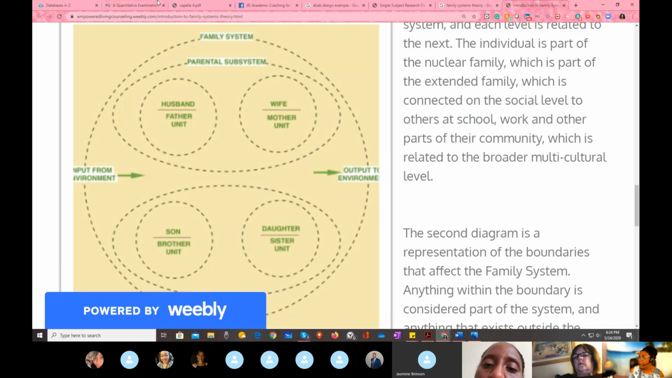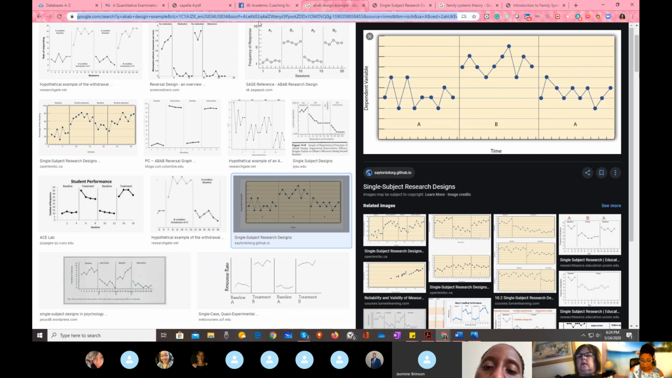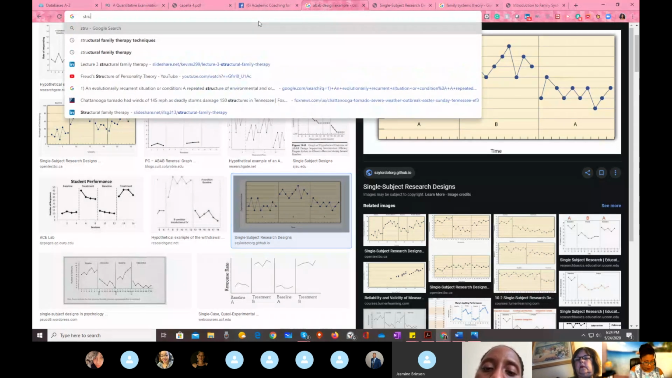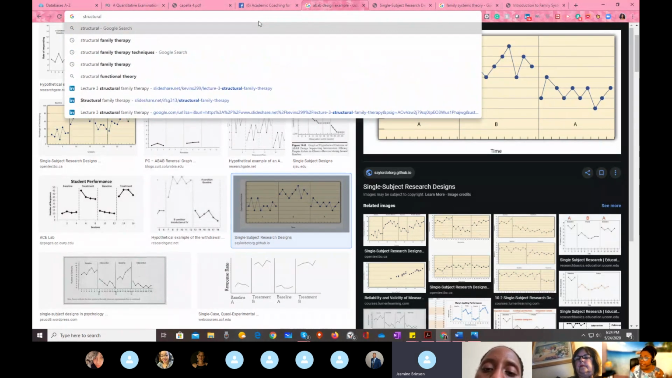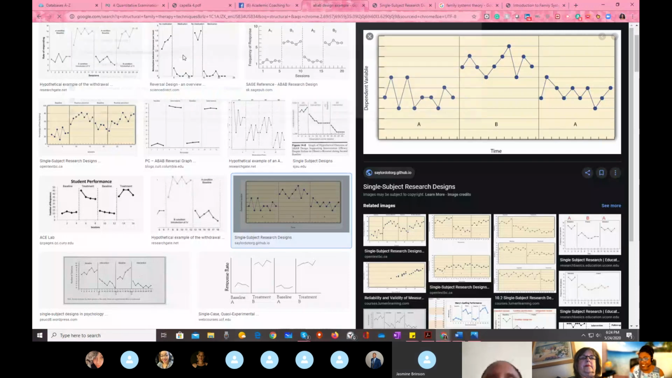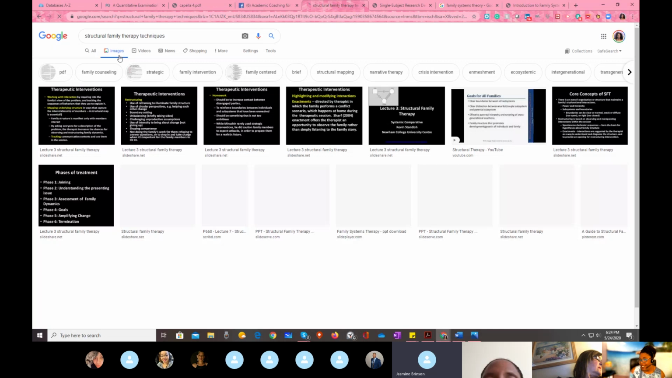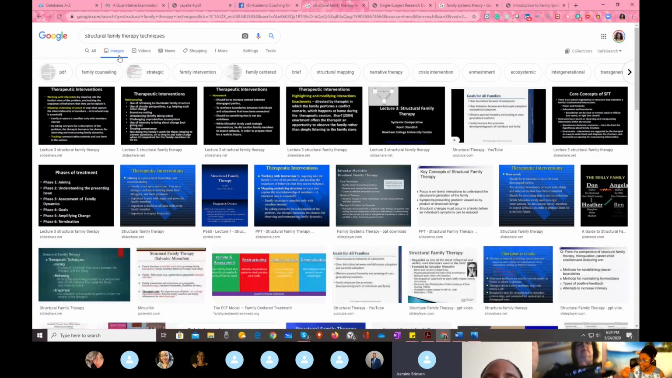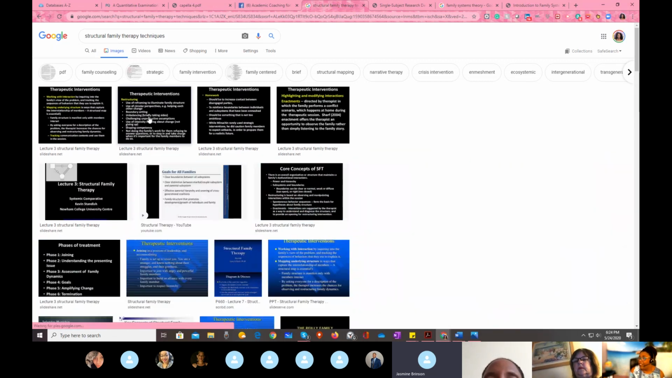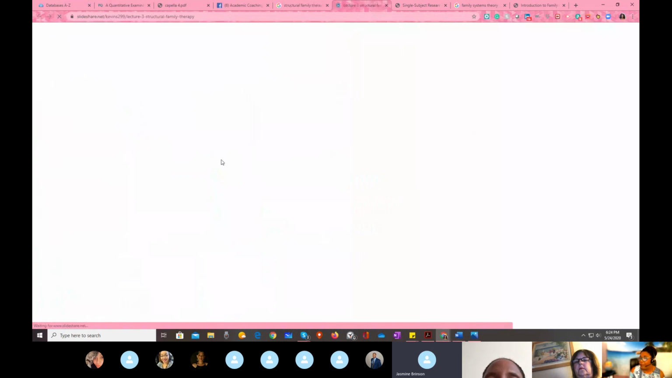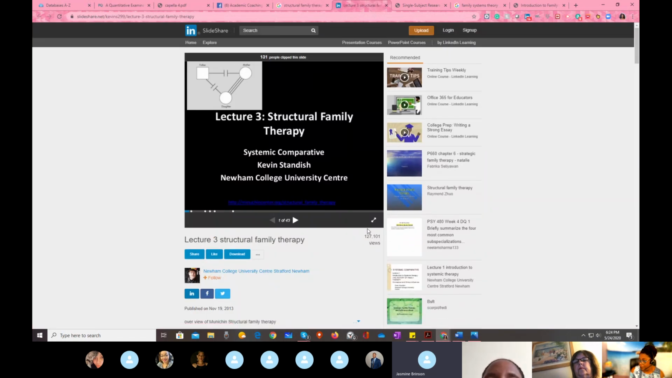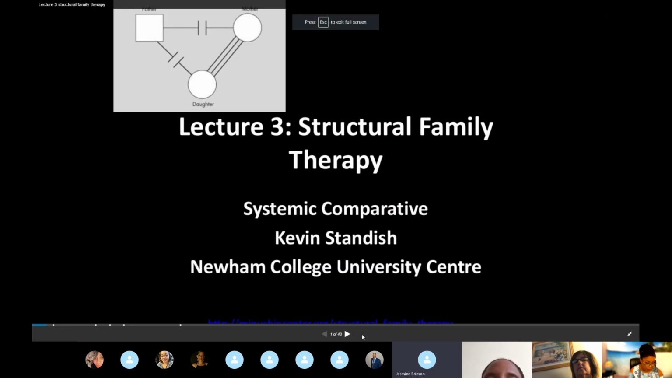What's the difference? Exactly. Come on. Structural is based on the hierarchy and boundaries within a family. That's why the social worker comes into play. You got it. And strategic is when the social worker tries to come up with a plan at hand to improve the immediate issue between the family.